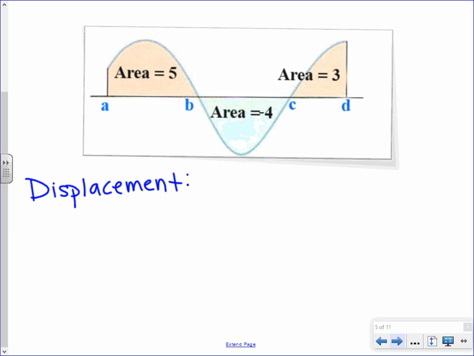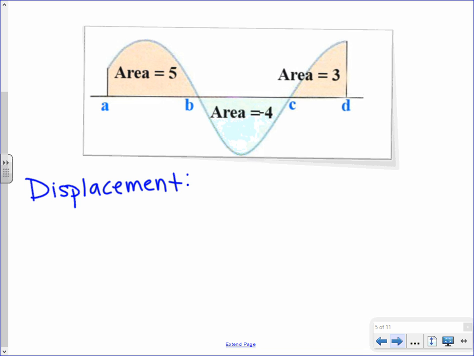All right, what do we think? Pod 2, what do you think? How do you find displacement if I give you velocity? Out of the areas. Okay, and adding up area under the curve is the same thing as doing an integral.